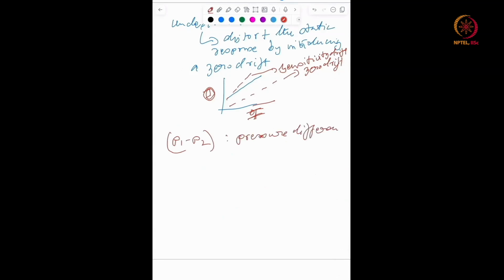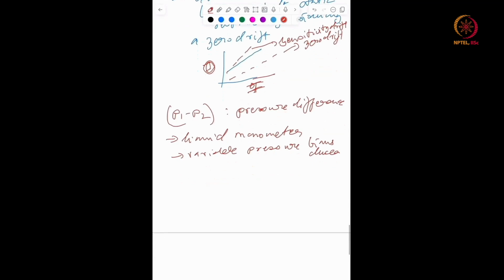Pressure difference is what you want to measure. Now this pressure difference, you can measure by using a liquid manometer, or a variable pressure transducer. This is the premise, right? So how does a manometer do it?